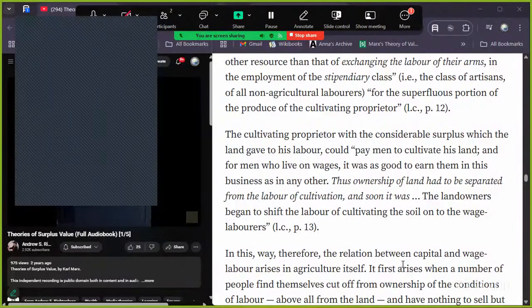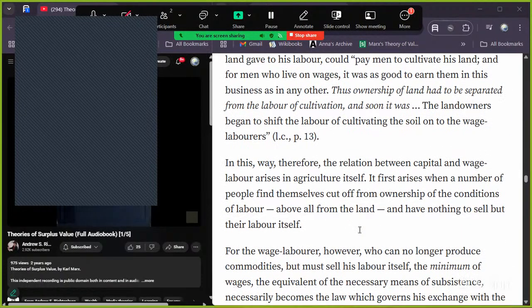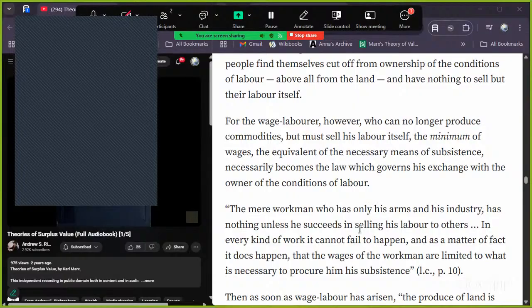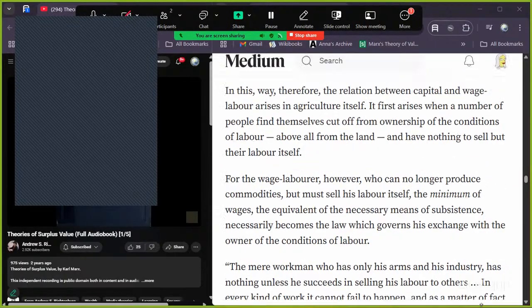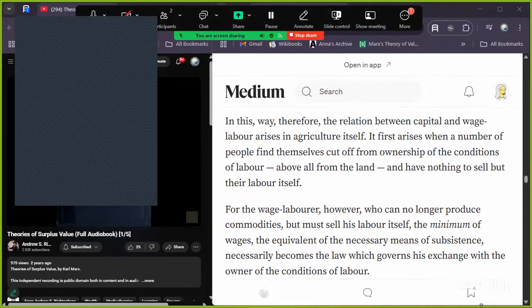Thus, ownership of land had to be separated from the labor of cultivation, and soon it was. The landowners began to shift the labor of cultivating the soil onto the wage laborers." End quote. In this way, therefore, the relation between capital and wage labor arises in agriculture itself. It first arises when a number of people find themselves cut off from ownership of the conditions of labor, above all from the land, and have nothing to sell but their labor itself.